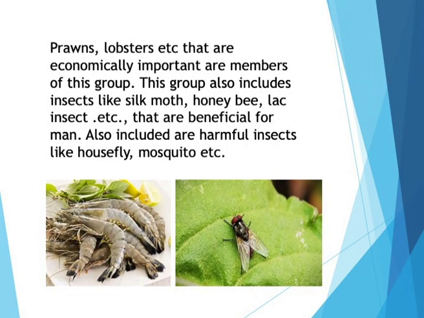Prawns, lobsters, etc. that are economically important are members of this group. This group also includes insects like silk moth, honeybee, lac insect, etc. that are beneficial for man. Also included are harmful insects like housefly, mosquito, etc. Onychophora shows characters of both annelids and arthropods, apart from having their own characters. Onychophora is represented by a single genus Peripatus, which is called a connecting link between annelids and arthropods.